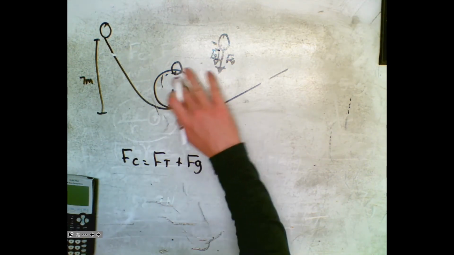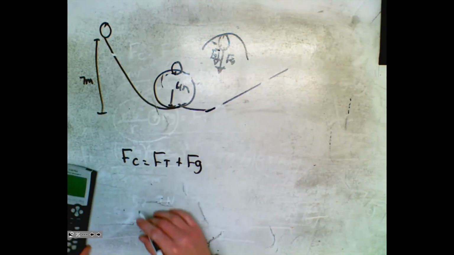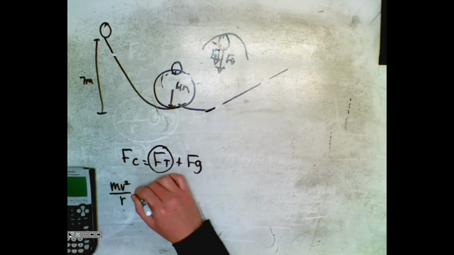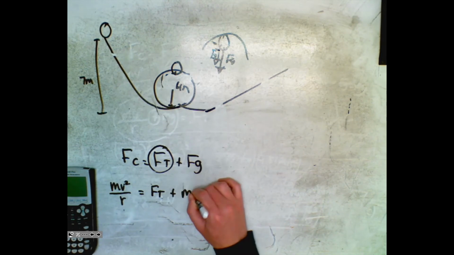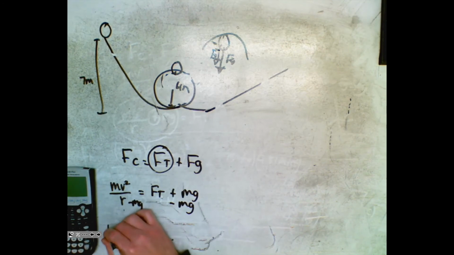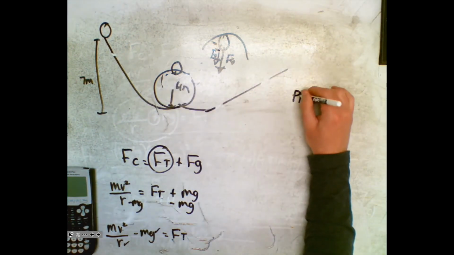Okay, that's really messy. There we go, that's a little bit better. So we want to find his apparent weight. So mv squared over r equals force of tension plus mg. I subtract mg from both sides, and I end up getting mv squared over r minus mg is equal to Ft. We know the mass of the bulldog, we know the radius, we know g, but we don't know the speed. But we can figure out the speed using our physics principle number 5.